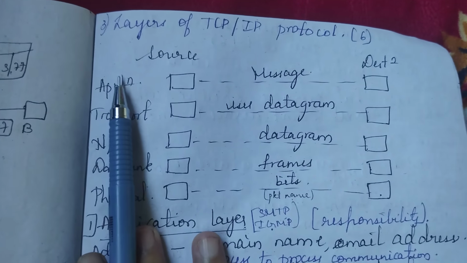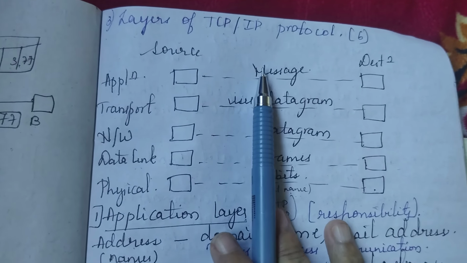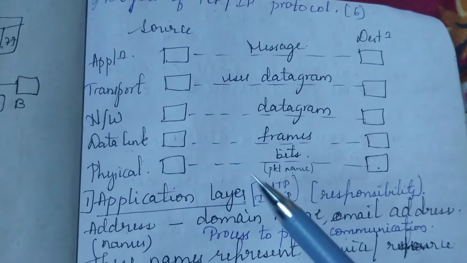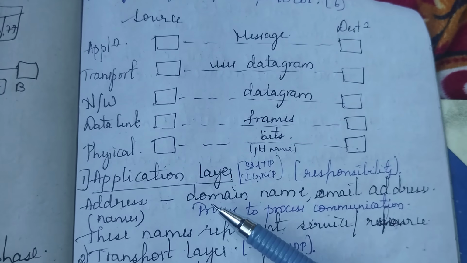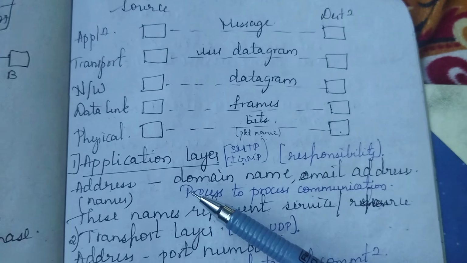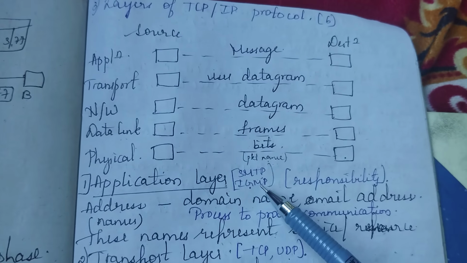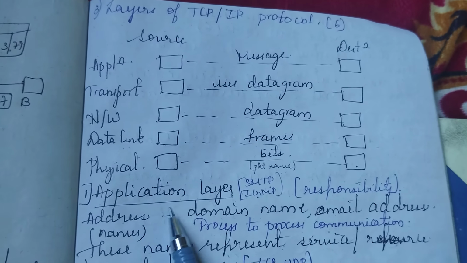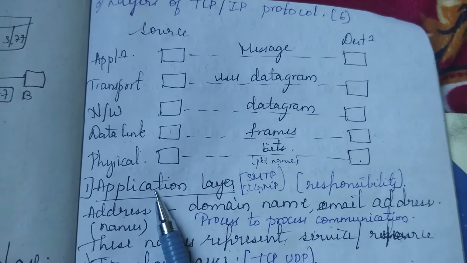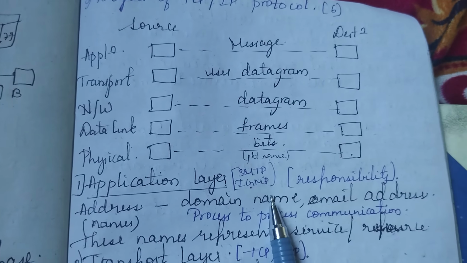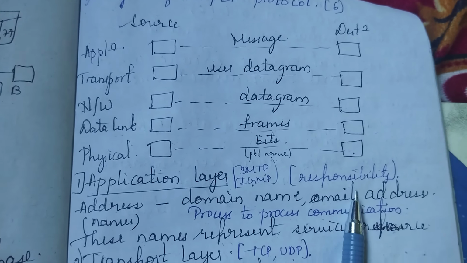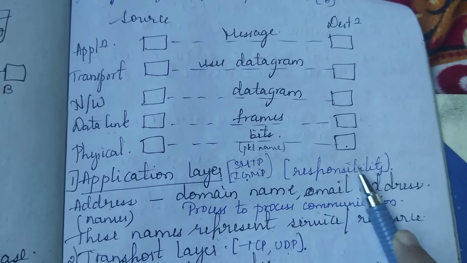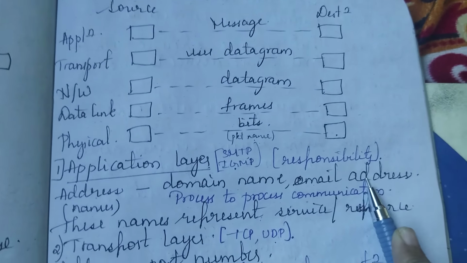The first layer is application, and the data shared is called what? Message. This layer uses protocols like SMTP, IGMP, HTTP. You should write what protocols it will use. Then the address we share in this layer is called a domain name, or it can even be an email address. And in this layer, the responsibility is process-to-process communication.